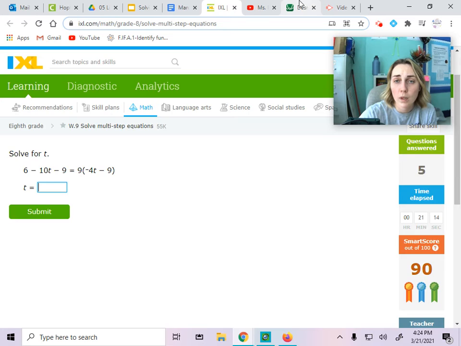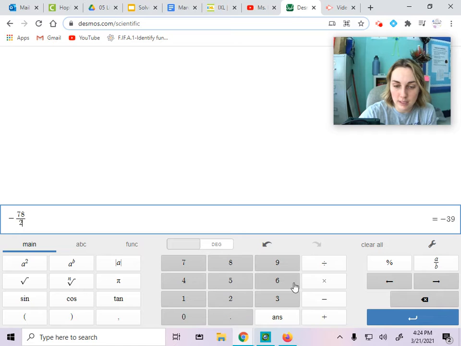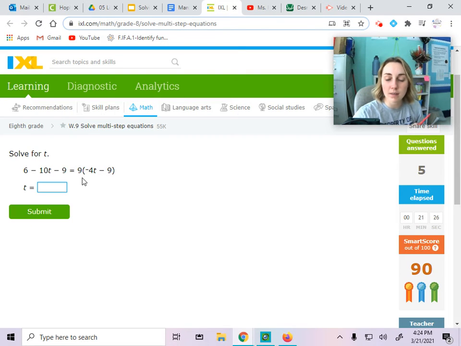So negative 78 divided by 26, well, that is going to give me an easy peasy lemon squeezy, negative 3. So I'm going to go back in here, and I'm going to say that is negative 3.